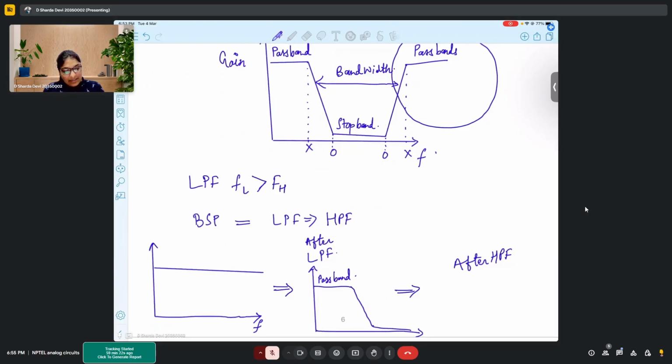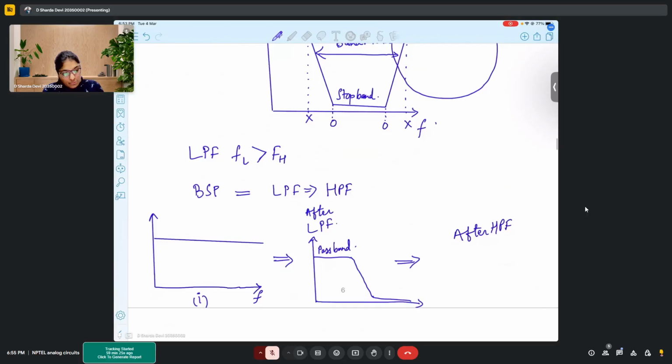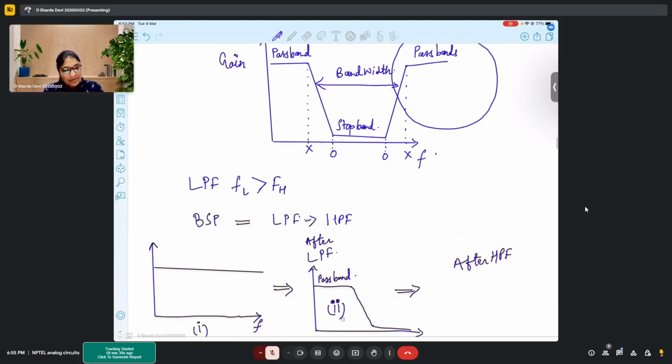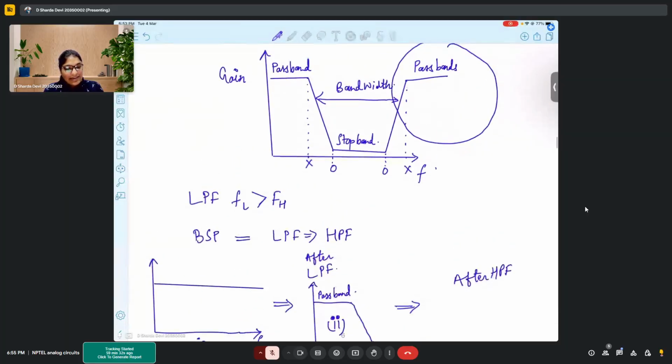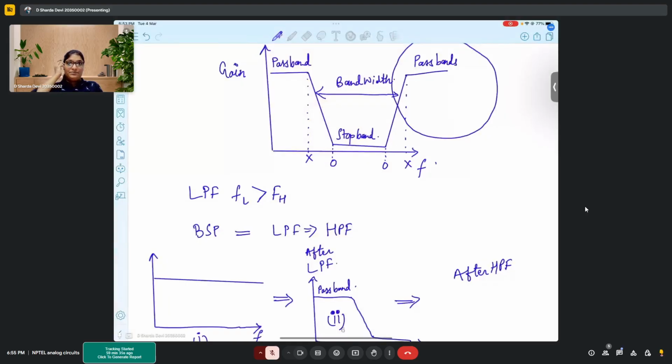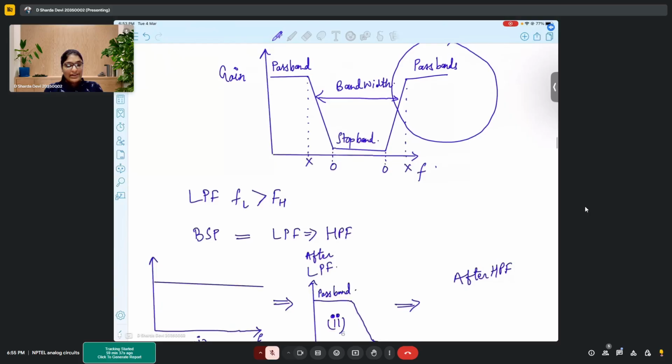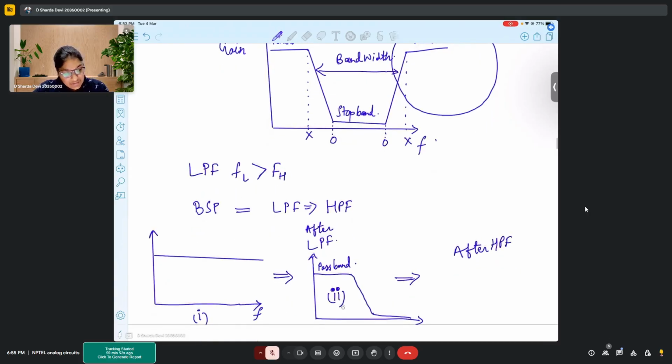In this particular condition, so 1, 2. When you have 2 and you want a behavior like this, can you get it using a high pass filter? How will you get this pass band? Will you get it by selecting the cutoff frequency of the high pass filter higher? No, if you select the cutoff frequency higher, then is there any signal left?